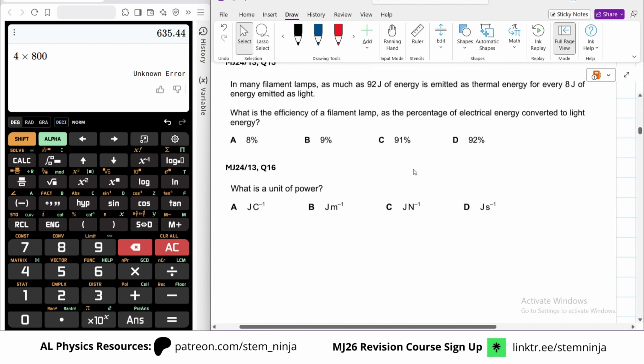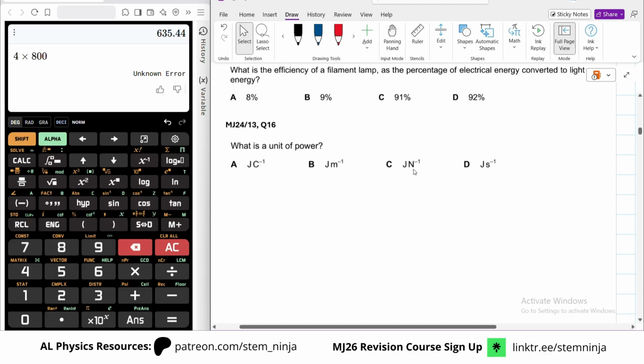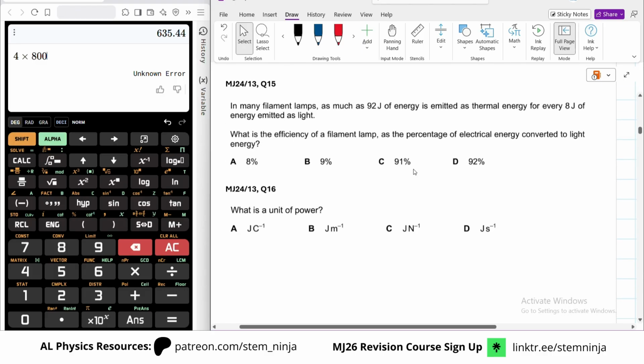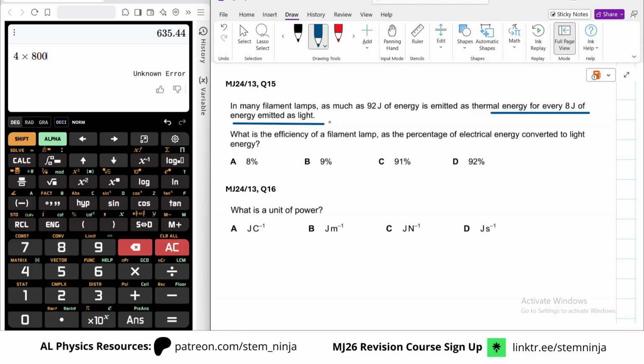Okay. In many filament lamps, as much as 92 joules of energy is emitted as thermal energy for every 8 joules of energy emitted as light. Efficiency, obviously, as a percentage of electrical energy converted to light energy, right? So that is the efficiency, right? So 8 over 100, because 92 energy is emitted as thermal, 8 as light, so just simply 8%. What is the unit of power? Watt, but it is also joules per second.